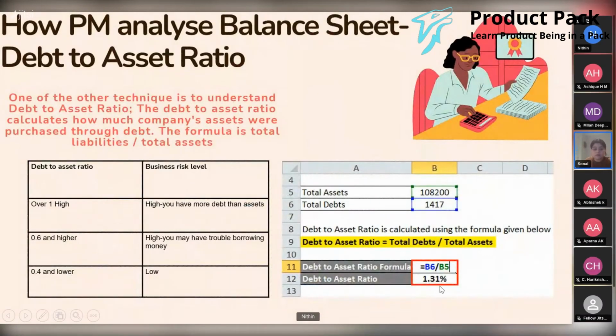Sorry, can you go back, Nitin? Yeah. 0.6 and higher, that means high, you may have trouble borrowing money, and 0.4 and lower, that means it is low. So this is again just to understand. When someone talks about debt to asset ratio, you should know first of all how to calculate it, and you should know, okay, what does it mean? Someone is talking about 2%. What does this mean? So it's just a guideline.